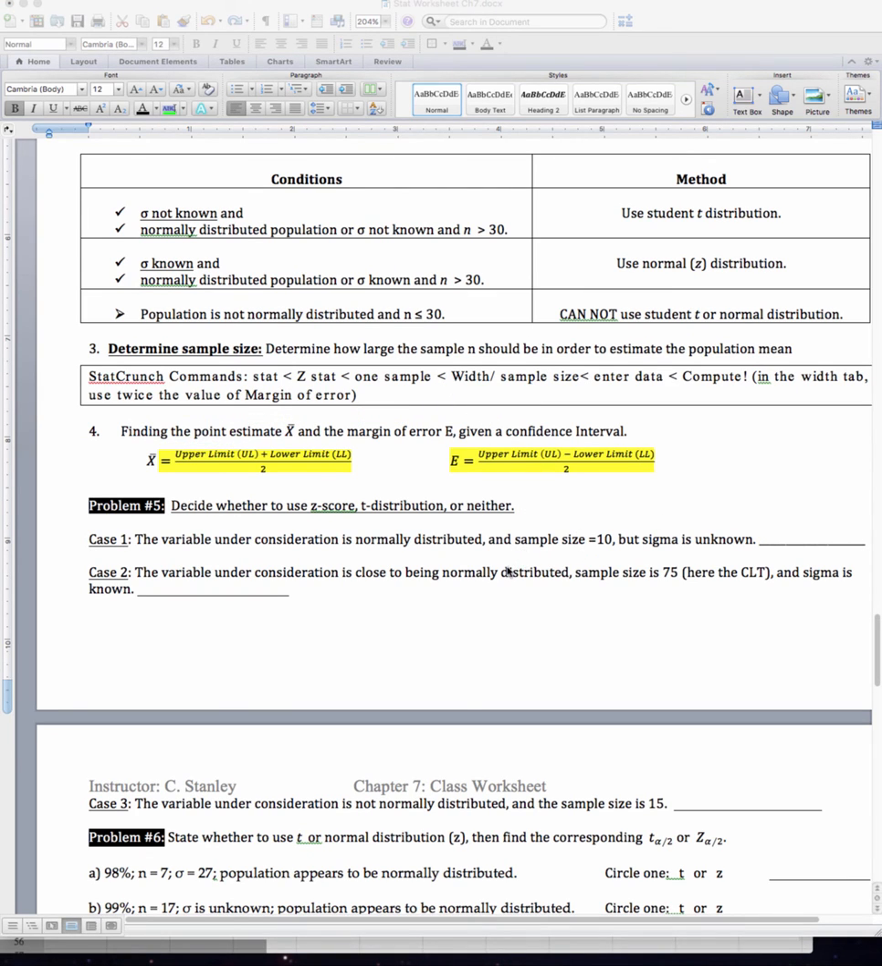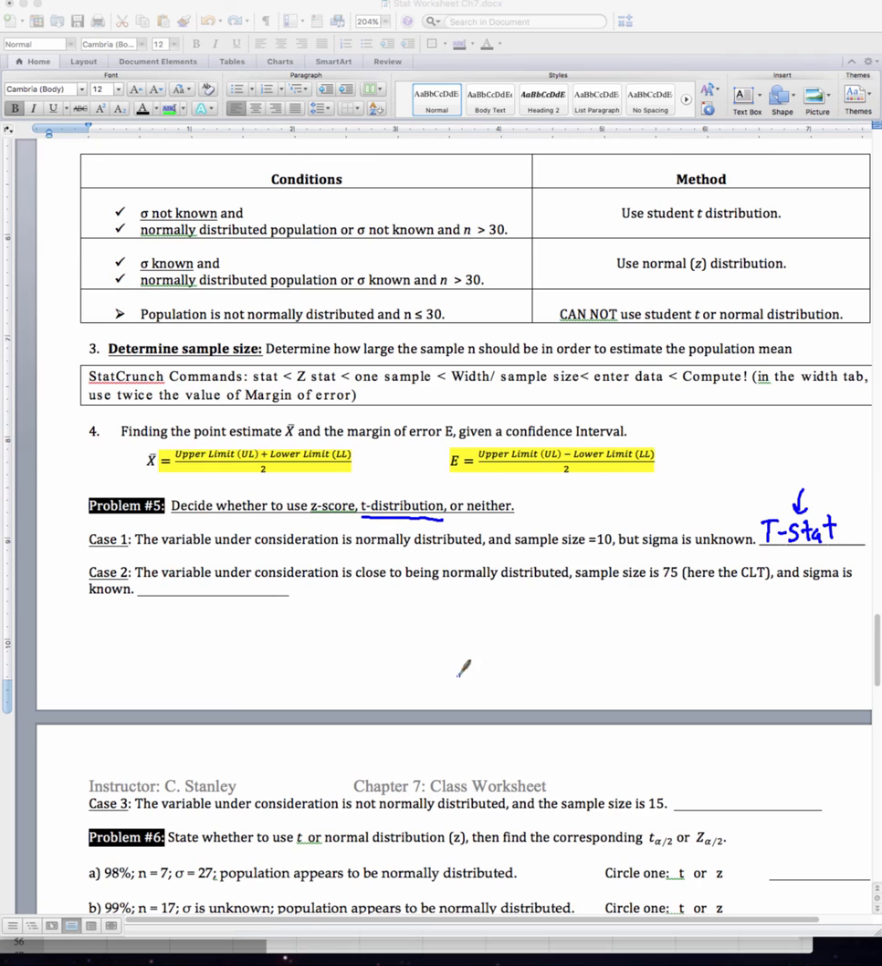Okay, so let's try to see if we can figure this out. I'm doing problem 5. The variable under consideration is normally distributed. Perfect. If it's normally distributed, we could use the T or the Z. We could either do a T-stat or a Z-stat. Okay, in this case, but sigma is unknown. Sigma is not known. It's a T-stat. I'm calling it T-stat. They want you to write T distribution, but you should know it as a T-stat because that's what you're going to be hitting in StatCrunch.